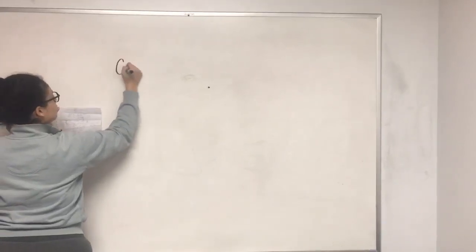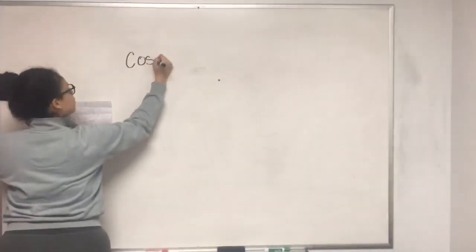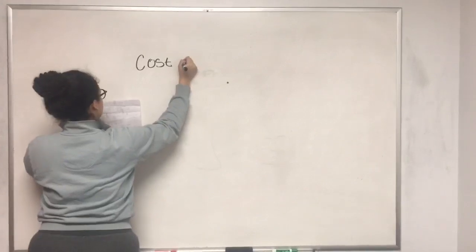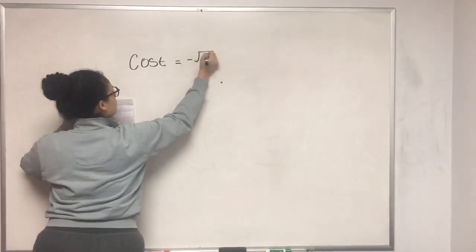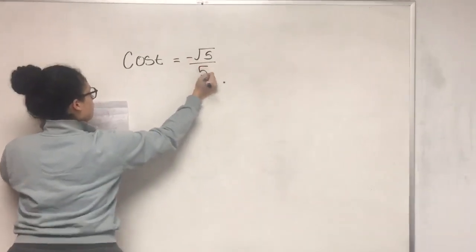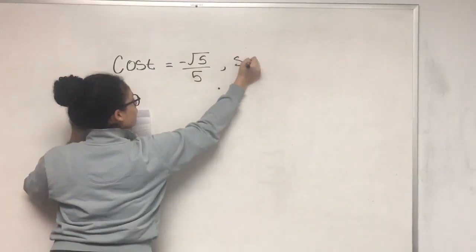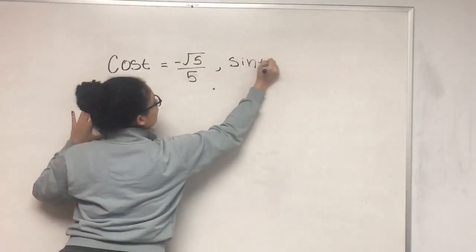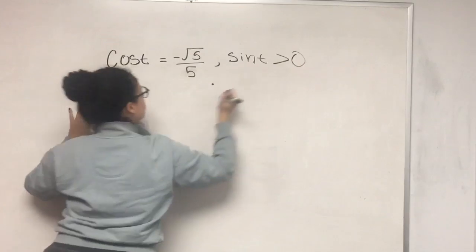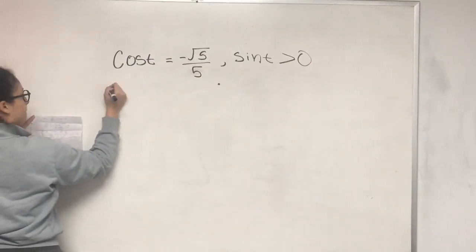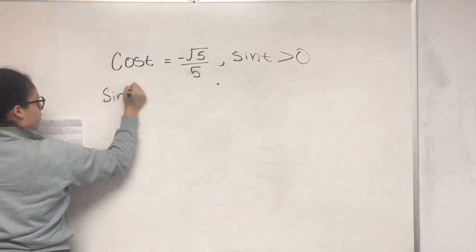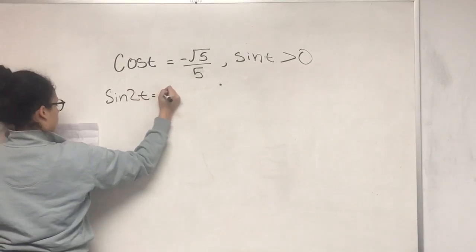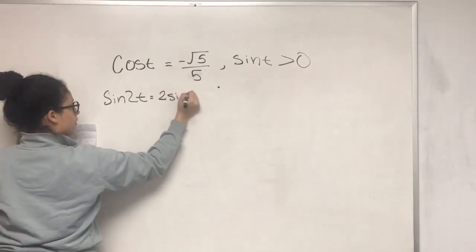Use the given information to find the exact function value. Simplify your answer as much as possible and rationalize the denominator if necessary. We are given the problem cosine t equals negative square root of 5 over 5, and a piece of information that says sine of t is greater than 0, which means it will be positive.